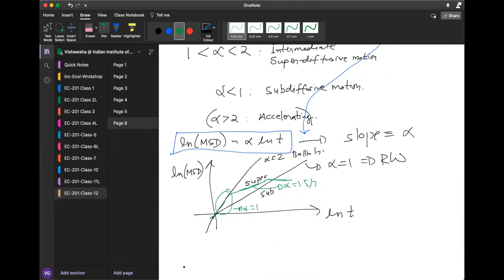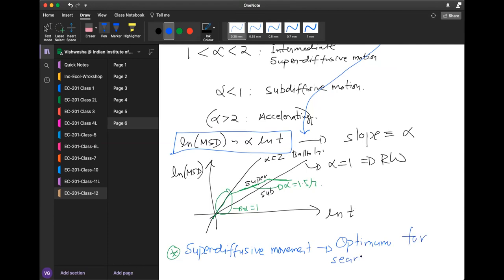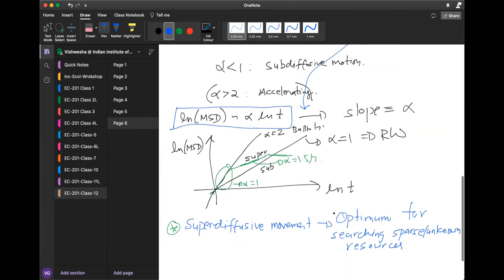And there is actually a very interesting result that says that superdiffusive movement is actually an optimum way of moving for searching for sparse, unknown resources. Any questions on this?